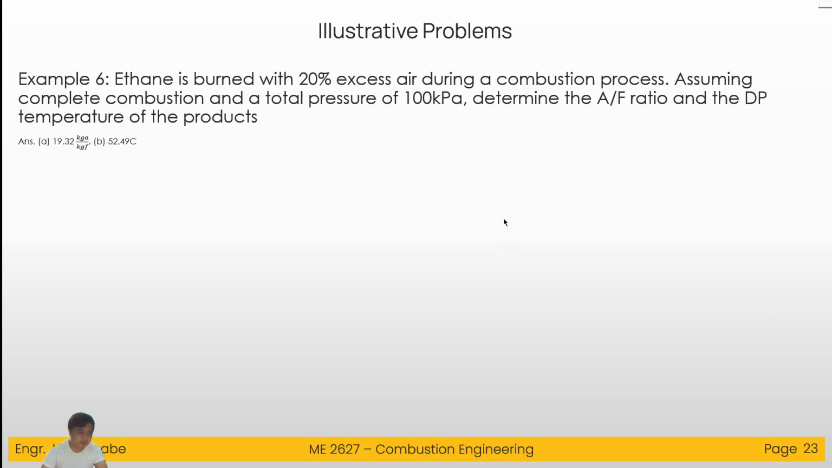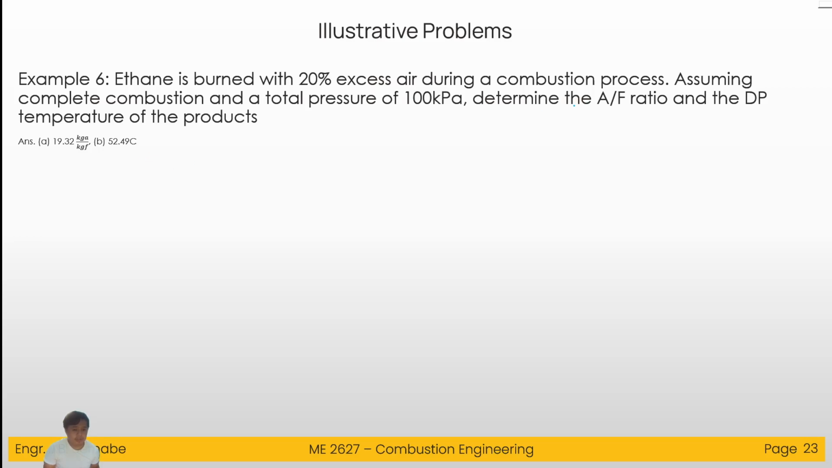Okay, so we have another problem here. Ethane is burned with excess air. This is a complete combustion with a total pressure of 100 kilopascals. Determine the air-fuel ratio and the dew point temperature of the products.